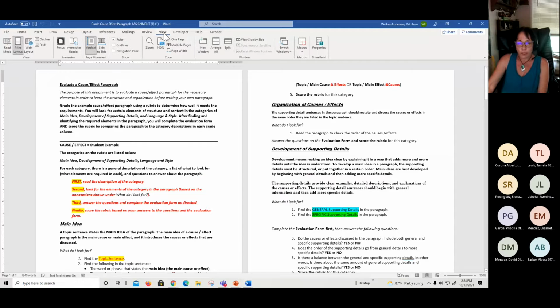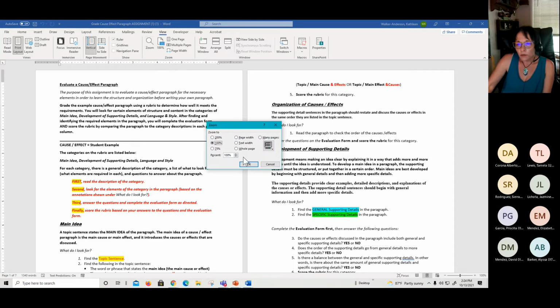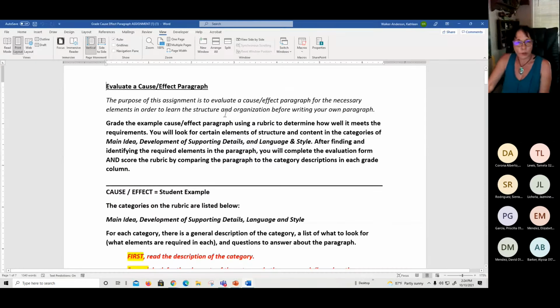So it looks really detailed. It looks scarier than it is. It's really not that difficult, but it has to be detailed because it's looking at each required element for a cause and effect paragraph, same elements that you're going to be graded on. So this explains what you're doing and what the purpose is. The purpose is to evaluate a cause and effect paragraph for the necessary elements so you can learn the structure and organization before you go to write your own. So you're going to grade it to determine if it meets the requirements. You're going to be looking for certain elements of structure and content.